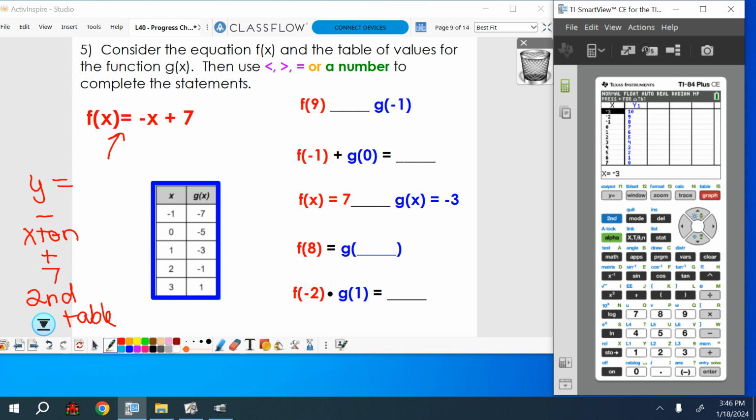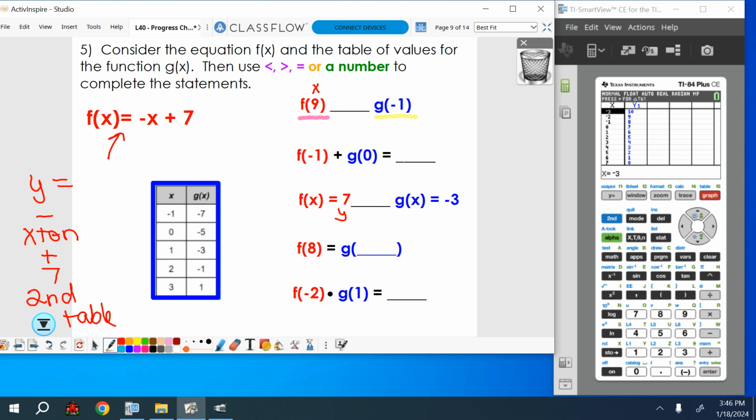So anytime I see these f values, we're going to use the table that's on our calculator. Anytime I have a g value, I'm going to use this table here. And remember, if we're inside our parentheses, this is the x value, and if we're outside our parentheses, these are the y values. So, question 1.